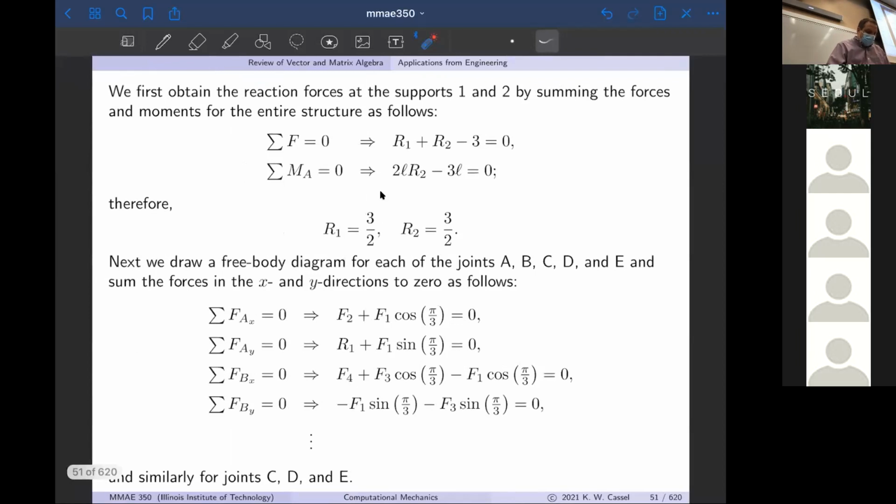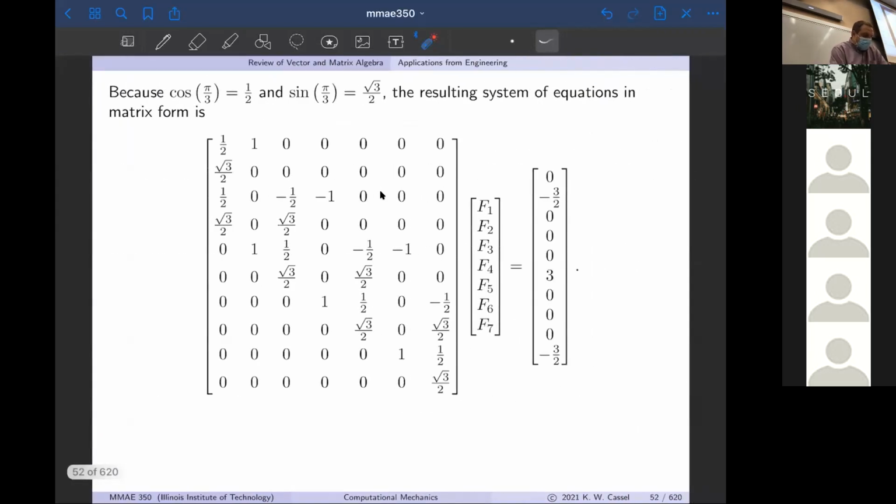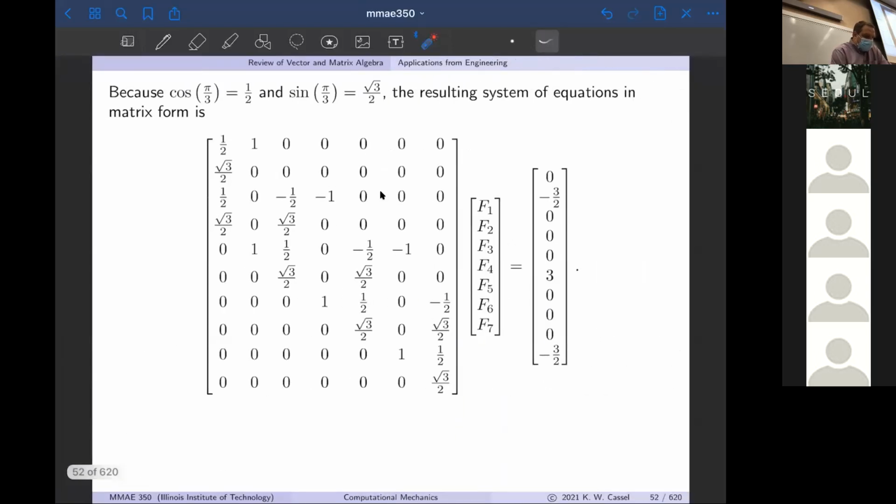So I'm getting a little bit ahead of myself. So again, I have these 10 equations, 5 times 2, and here they are. I've written them all out. So remembering that cosine pi over 3 is a half, sine pi over 3 is root 3 over 2, this is what you get. So for the first equation, it's F1, and the coefficient is cosine pi over 3, but cosine pi over 3 is a half. So that's this 1/2 right here, times F1.